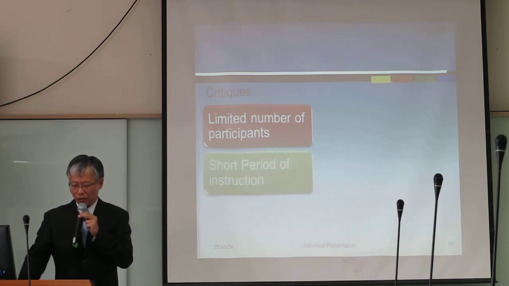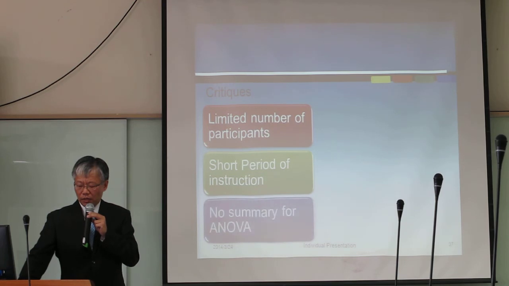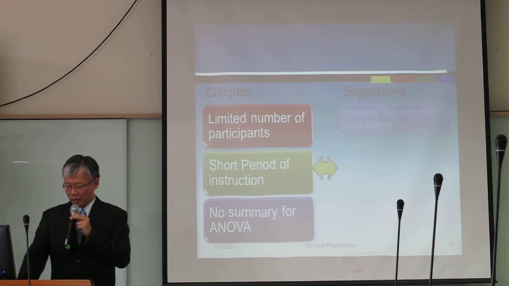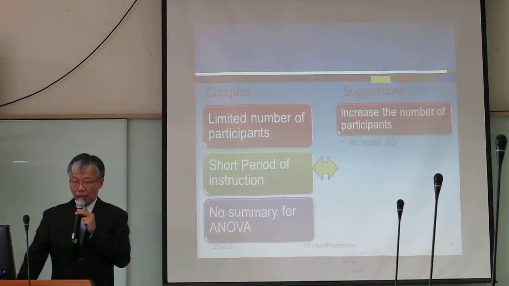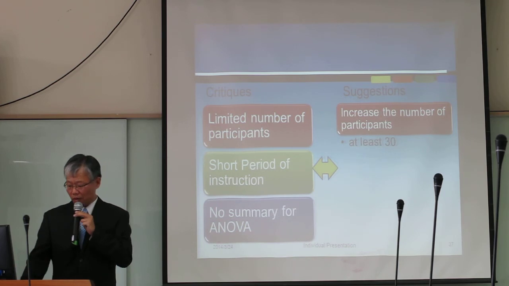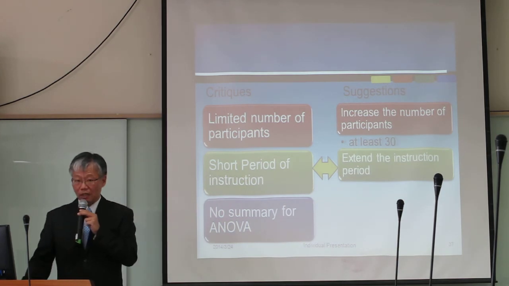And second, the period of instruction is short, only 4 weeks, 1 hour per week. And third, no summary of ANOVA is provided in the paper. My suggestion is to increase the number of participants. I think at least 30 participants should be recruited for convincing evidence.